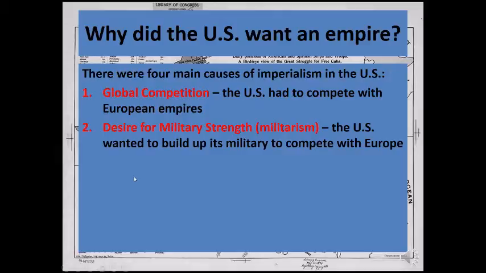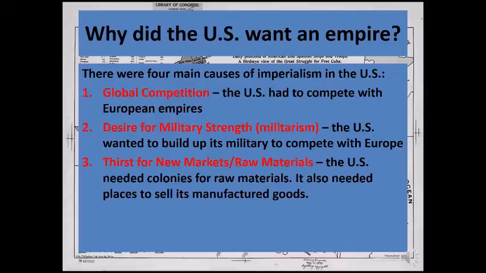We also had a thirst for new markets and raw materials. The U.S. needed colonies for raw materials. It also needed places to sell its manufactured goods. So we would basically come in, take over a place, and make it our colony. And then we would take its raw materials, its timber, its coal, its oil, its iron ore. We would bring that back to the U.S., manufacture our own goods, and then turn around and sell them back to the colonies.